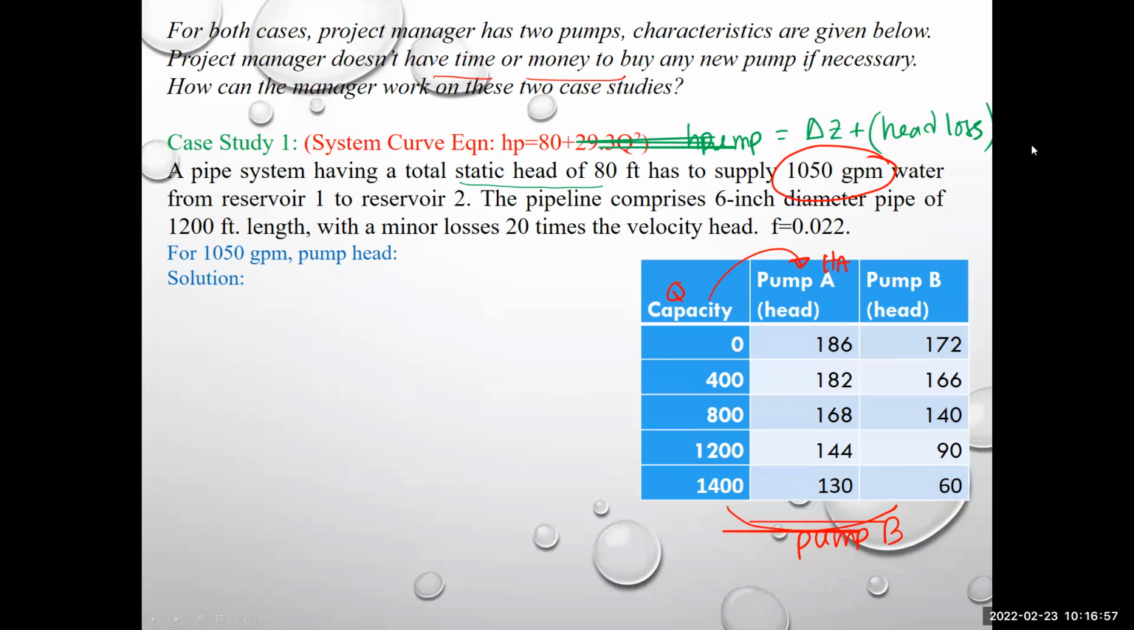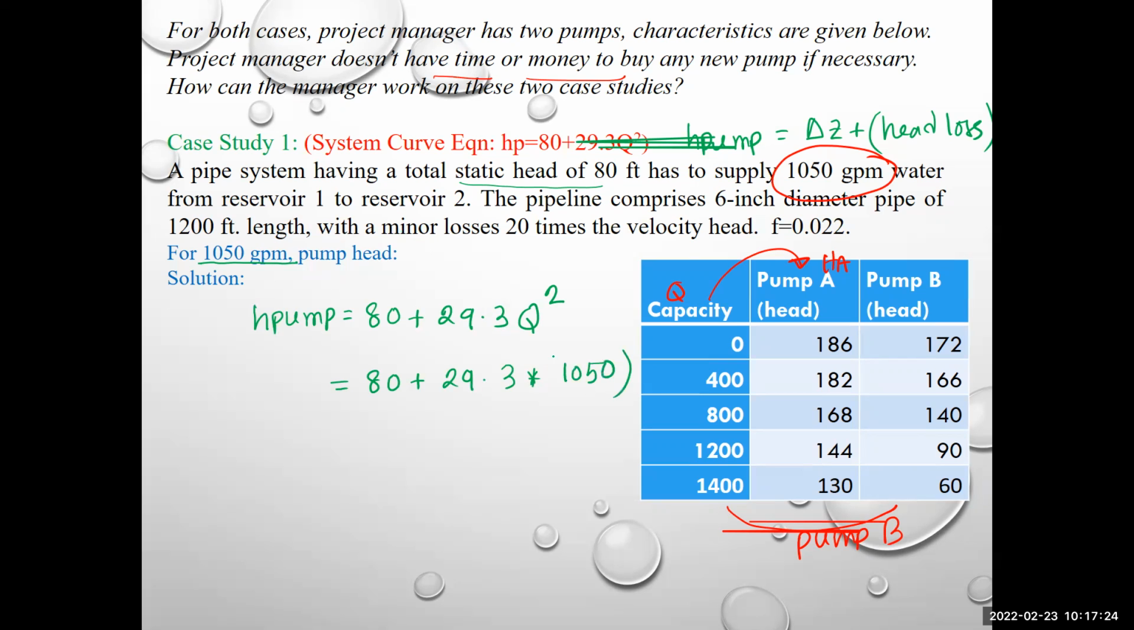Now, your task for this specific system: can you tell me, for 1,050 GPM, what will be the pump head? I'm giving you the equation here: 80 plus 29.3 Q squared. So we are looking for the pump head at 1,050. Is that correct, or do we need to do something? We need to do the unit conversion.